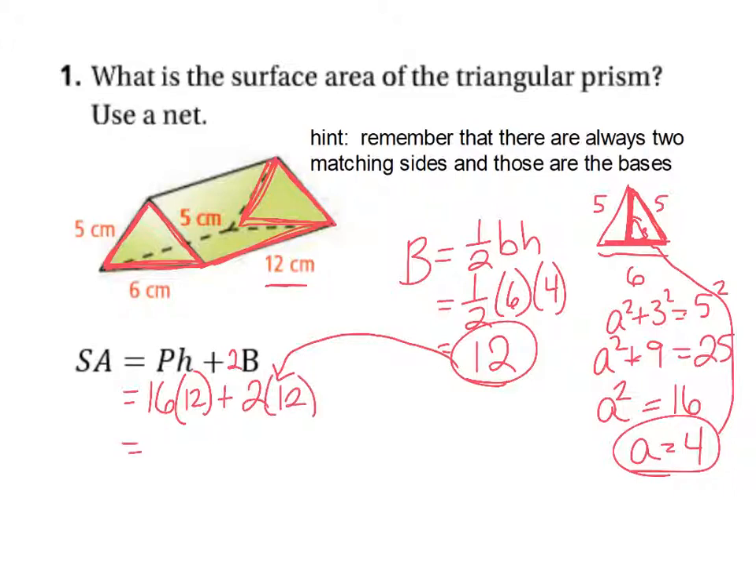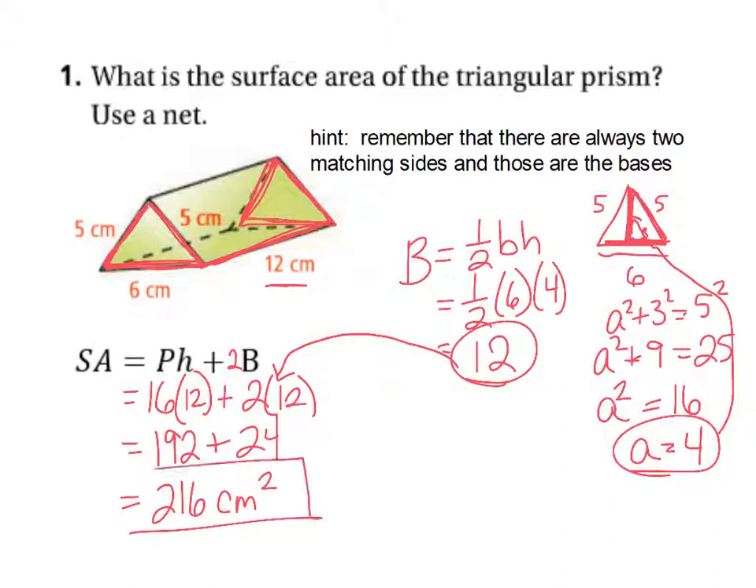All right, now you're ready to go to your calculator and do 16 times 12, and that's 192. Plus 2 times 12, that's 24. Add those together, and you get 216 centimeters. It's still surface area, so we square the units on that.